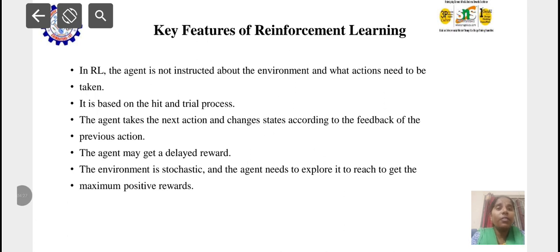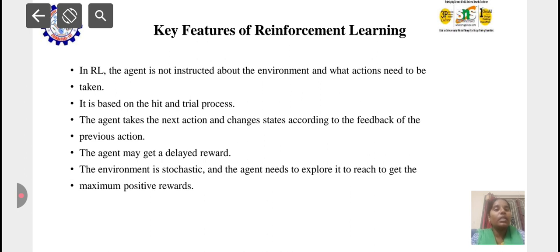Then key features of reinforcement learning. The agent is not instructed about the environment and what actions need to be taken. It is based on a hit and trial process. The agent takes the next action and changes state according to the feedback of the previous action.